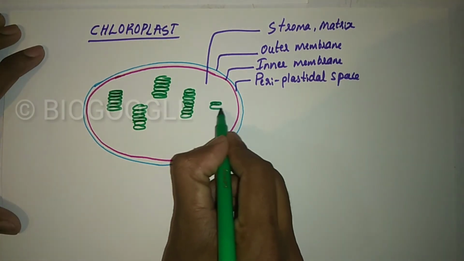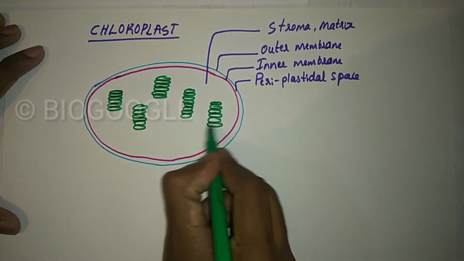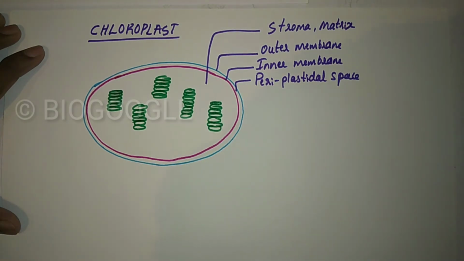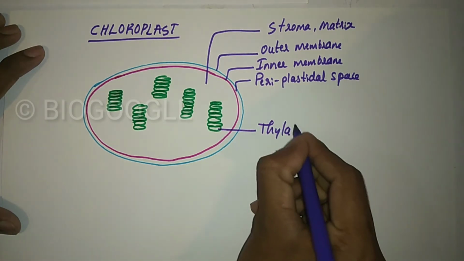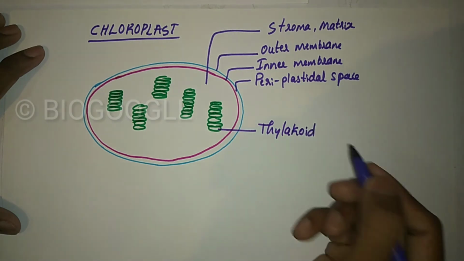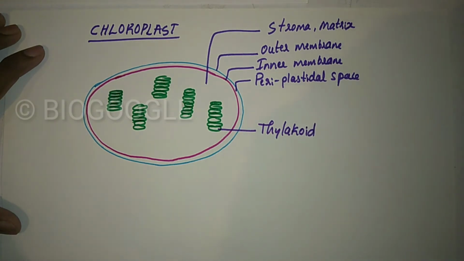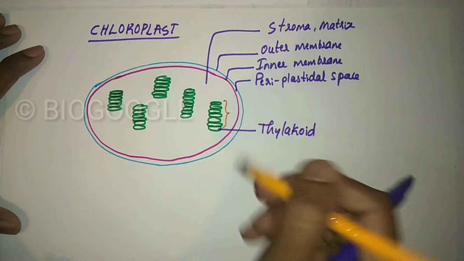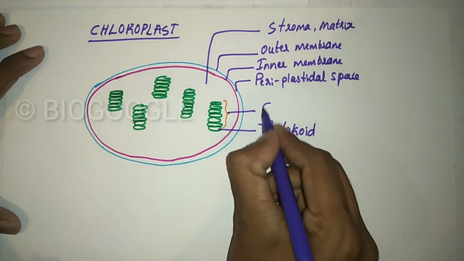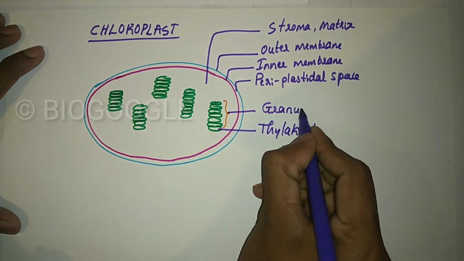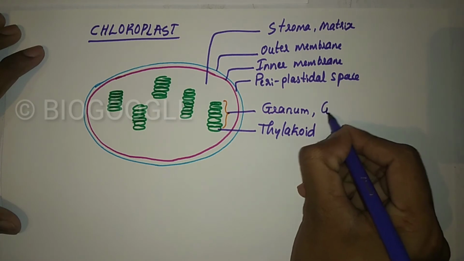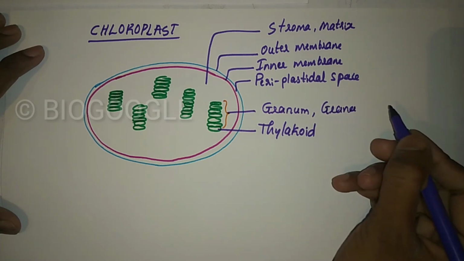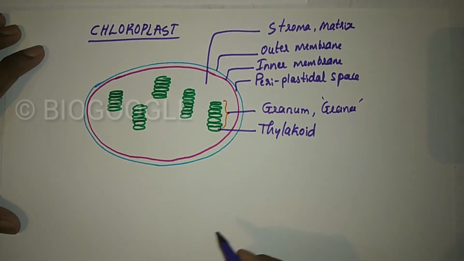In this group, each sac-like structure is called one thylakoid. So this is the one unit of the chloroplast. Thylakoid is like one unit of a chloroplast, and the group of thylakoids is called one granum. If it's plural, it's called grana, meaning many granum, right?